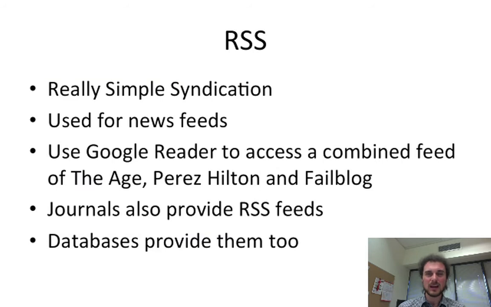A little bit first about RSS, which is the mechanism we're going to use to make this happen. RSS stands for really simple syndication. It's usually used for news feeds, so you might have a Google Reader, which is a news reader, set up to access a combination of The Age, the gossip blog Perez Hilton, and the humour blog Fail blog. Whenever there's a new article, Google Reader shows you that new article.